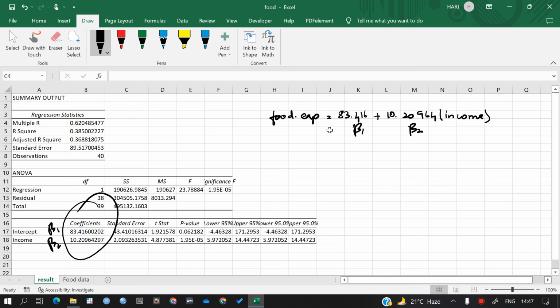Apart from the values of beta 1 and beta 2, the regression output gives so many other values. The interpretation and explanation of the other output variables which the inbuilt regression function has given will be seen in the next upcoming videos. For this video, I'm going to stop with this.